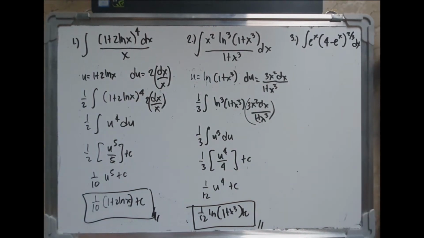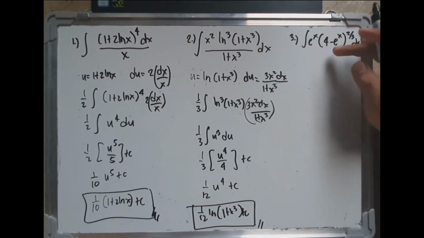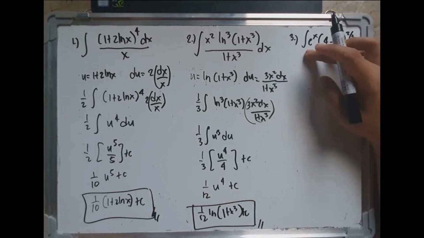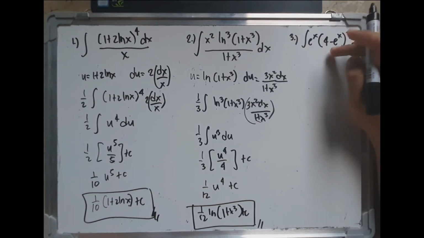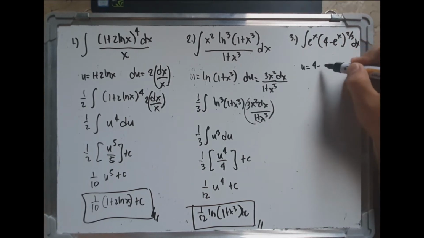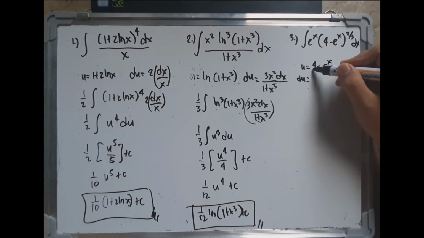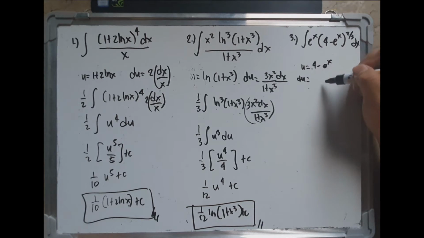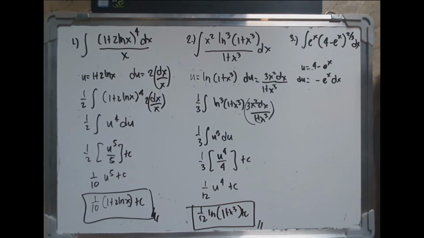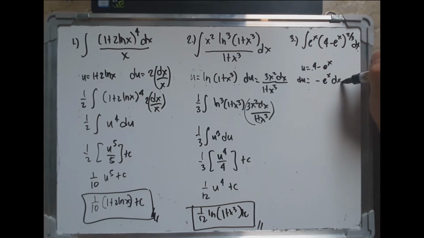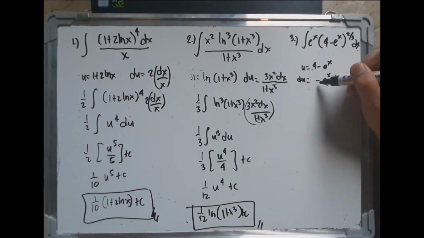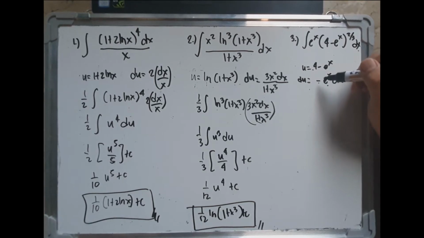Number 3, let's try to find the relationship between the inside function and the outside function. So if we choose this one as the u, 4 minus e raised to the power of x, the derivative of the u, the derivative of 4 is 0. And we have minus the derivative of e raised to the power of x, that is e raised to the power of x dx. Looking back at our original function, we have the dx right here. We have the e^x. We only need -1 to supply for the du.